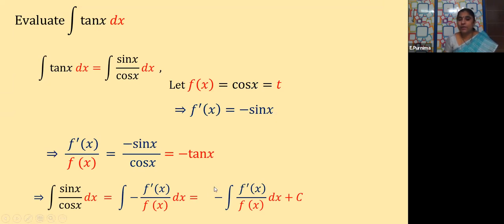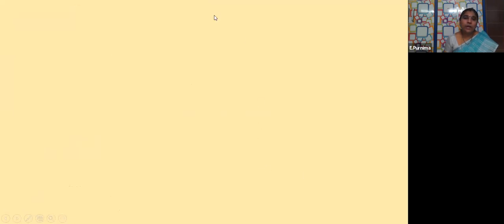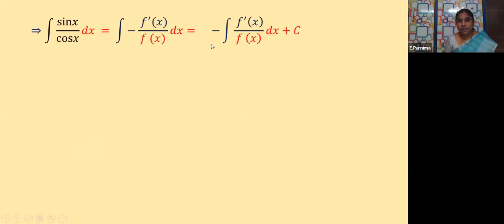Integral of k into f of x is equal to k sent outside, k into the integral of f of x. So according to that rule, we can send this minus sign outside: minus into integral of f dash x by f of x into dx plus c. Now let us see the same step I'm writing here.